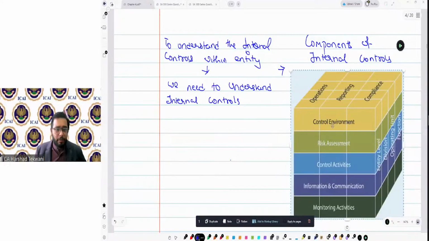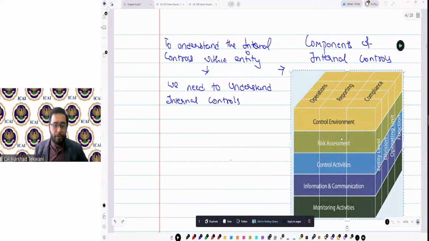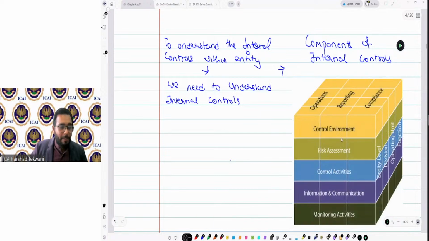Are you getting my point? So if I say that framework is there to establish the controls within the entity. If I want to establish the control within the entity, there is a framework that, if I use it, I can easily and efficiently establish the controls within the entity.